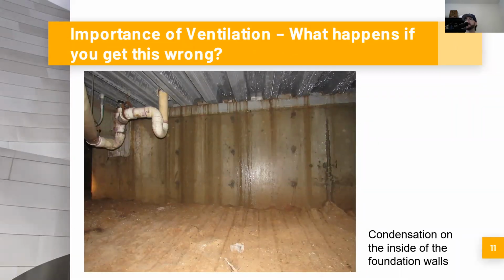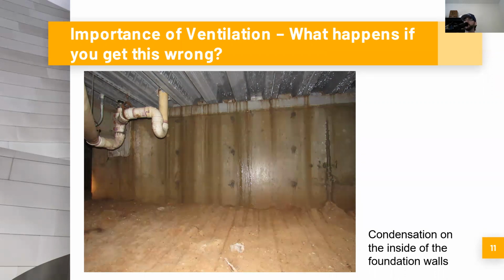So this is the importance of ventilation. What happens if you get this wrong? If you don't properly vent the crawl space or the underfloor space, you can expect to get a buildup of temperature and humidity, and that can result in condensation, such as what this photograph depicts, condensation on the inside of the foundation wall. And you can also see the condensation forming on the underside of the metal deck.